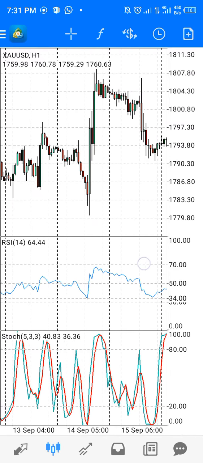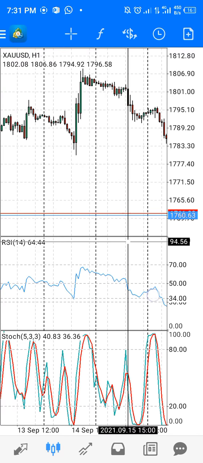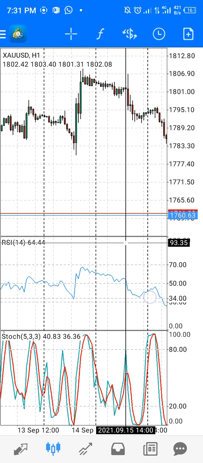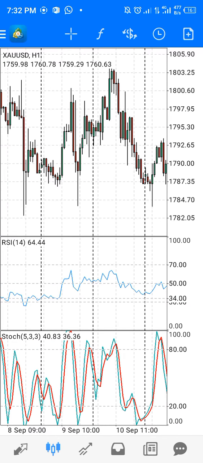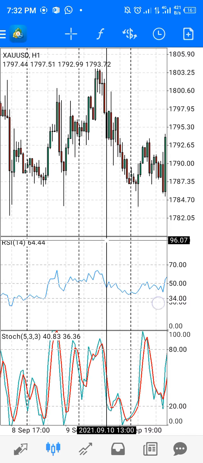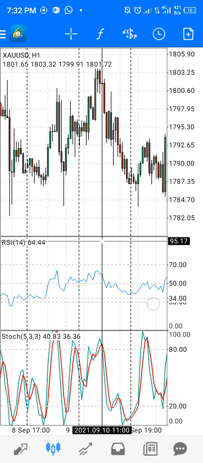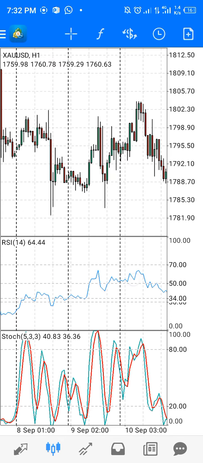We'll look at another one at the 50 level. Okay, let's check this. There was no entry here because the stochastic is not at the oversold level. Let's check again. This is the 50 level. Stochastic is nowhere to be seen. It's still at the high side.